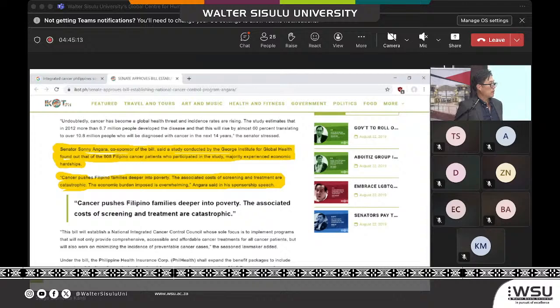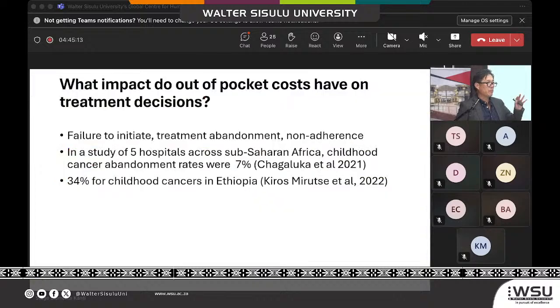So, look, I was thinking a bit about the implications of this study and the work that we might be doing through the centre with colleagues such as Sikumbuzo. What impact do out-of-pocket costs have on treatment decisions? I wanted to see what the literature says in an African context. And to be honest, there isn't much literature.